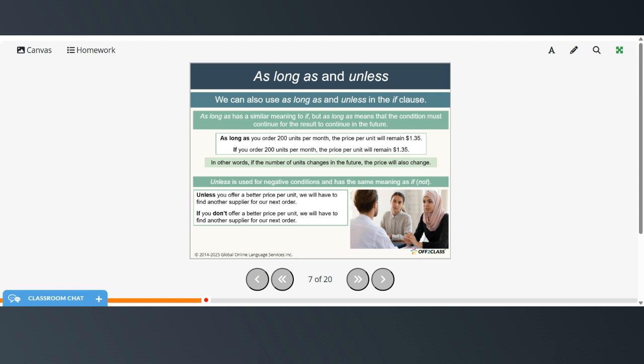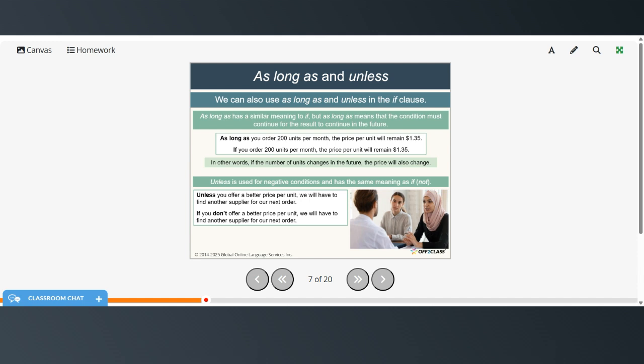We can also use as long as and unless in the if clause. As long as has a similar meaning to if, but as long as means that the condition must continue for the result to continue in the future. As long as you order 200 units per month, the price per unit will remain at $1.35. If you order 200 units per month, the price will remain at $1.35. In other words, if the number of units changes in the future, the price will also change.